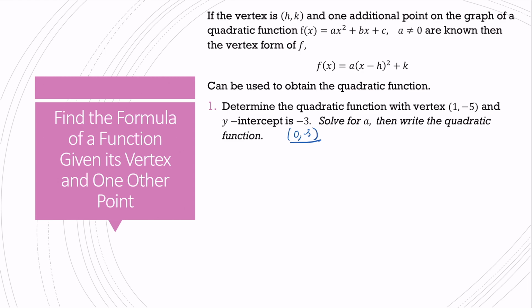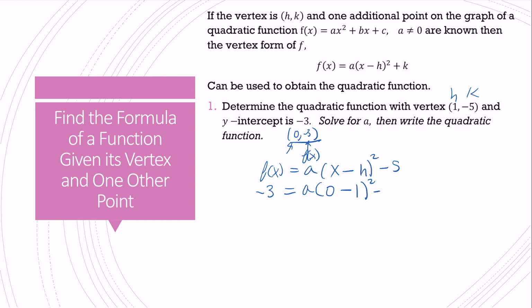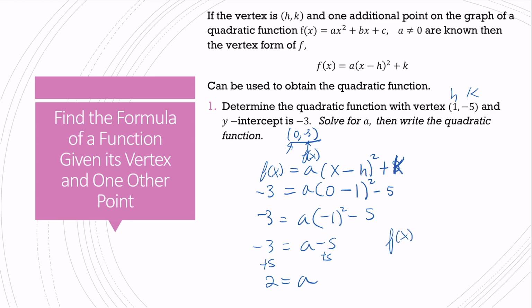So I'm going to substitute in my values. Here's my y, so f of x, here's my x, and I have my h and my k. So I have negative 3, which is my f of x, equals a, that's what we're trying to solve for, times my x, which is 0, minus my h, which is 1, squared, minus 5, which is our k. We're substituting in. So I have negative 3 is a times negative 1 squared minus 5. So I have a minus 5 is negative 3. Add 5 to both sides. 2 is a. So the vertex form of this function would be f of x is 2 times x minus 1 squared minus 5, because my h and k stay the same.